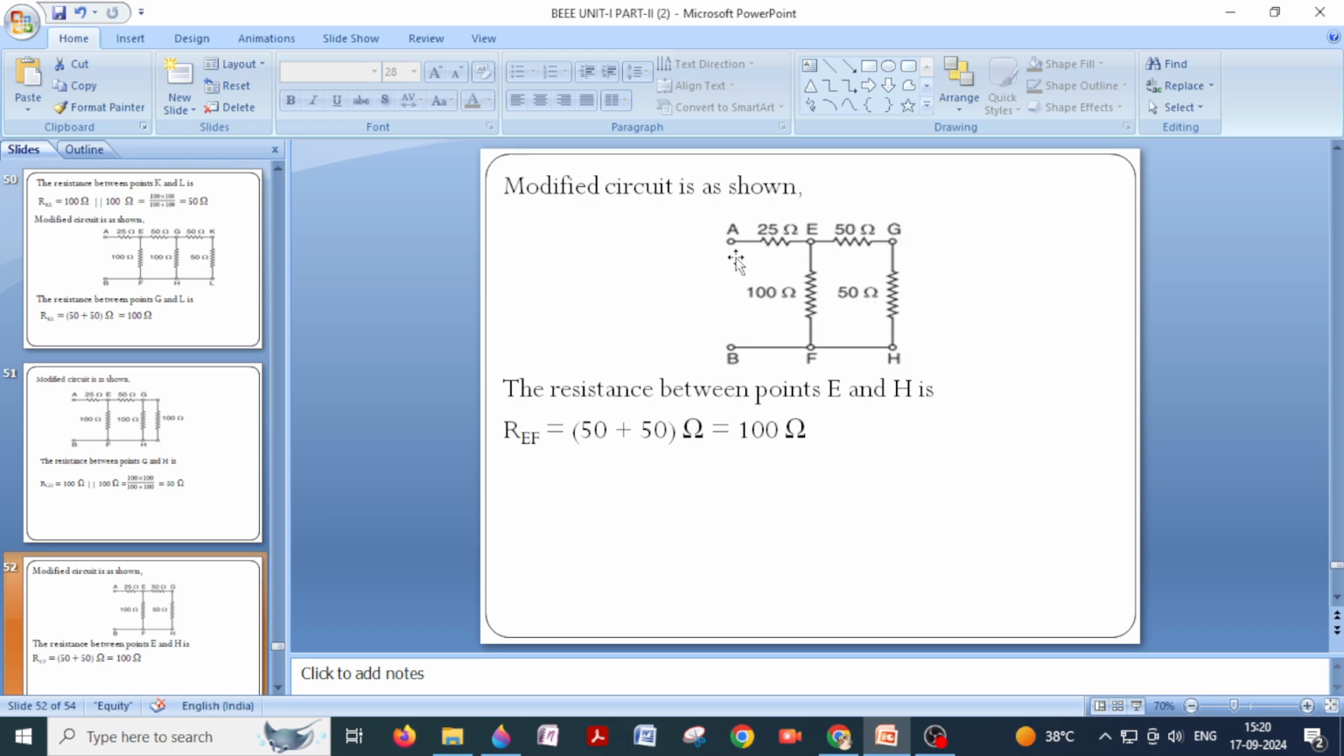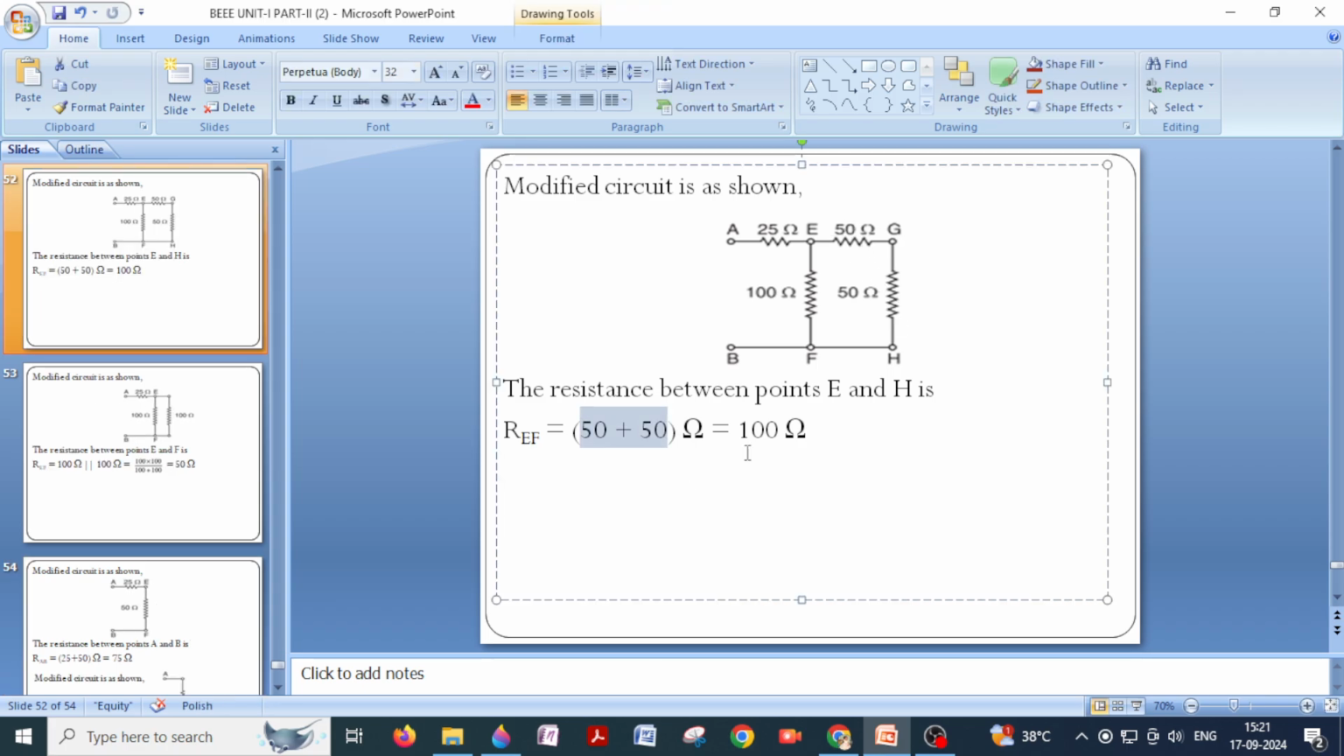Now once again you just observe this circuit. If current enters at node E through 25 ohms, okay, so what will happen here? Again current will divide. Some current will flow through the 100 ohms, some current will flow through 50 ohms, same current will flow through this 50 ohms. So the resistances EG and GH are connected in series. So these two 50 ohms are connected in series.